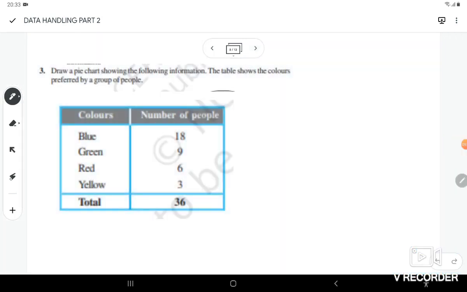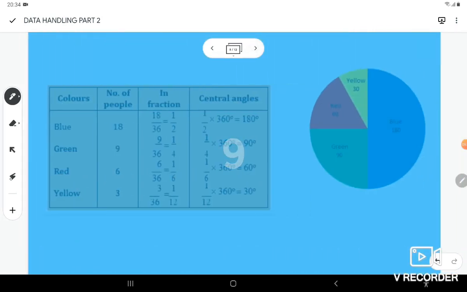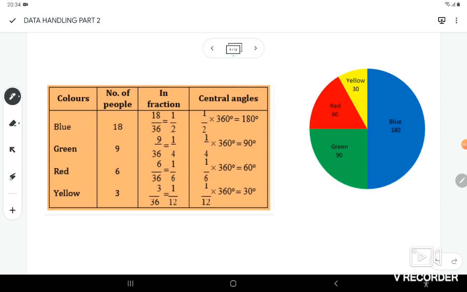Now let's move on to question number 3. It says draw a pie graph showing the following information. The table shows the colors preferred by a group of people. So there are blue color, green color, red color and yellow color. And number of people who preferred are 18, 9, 6 and 3. And total number of people is 36. So first of all we are going to calculate the central angle, and after that you can draw the pie chart. So let's see how to calculate the central angle.